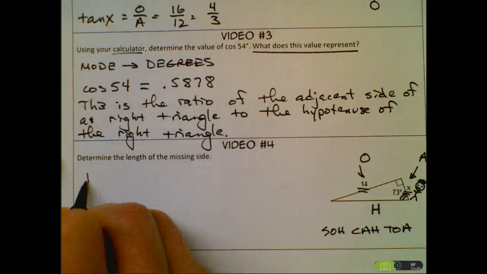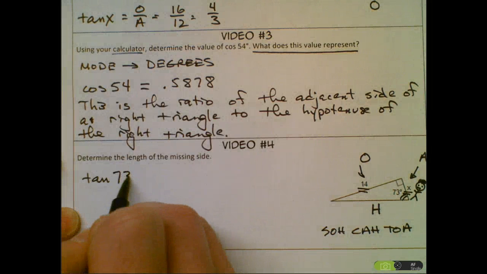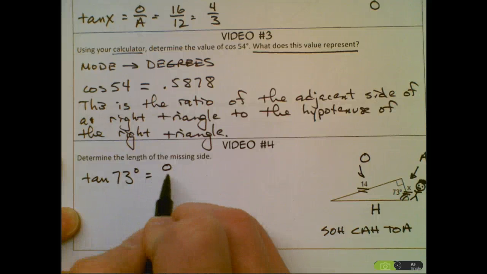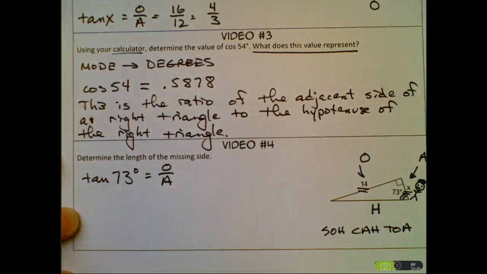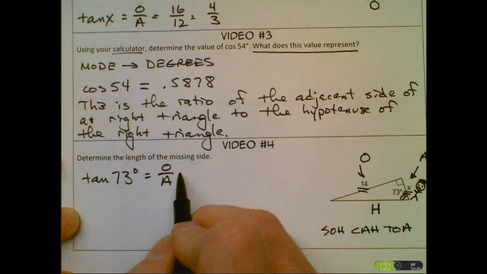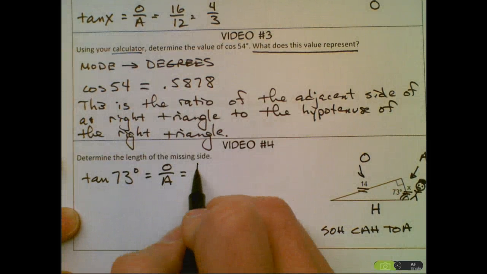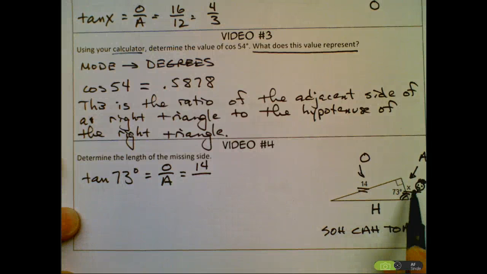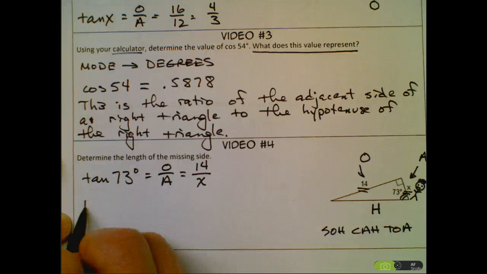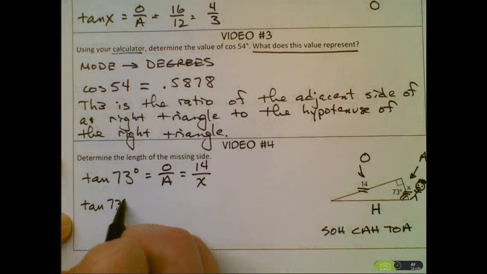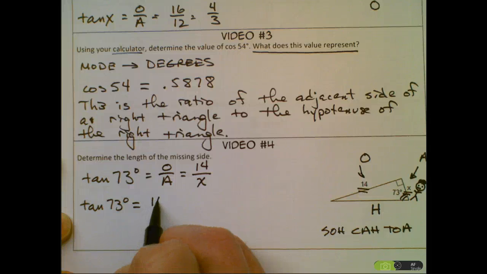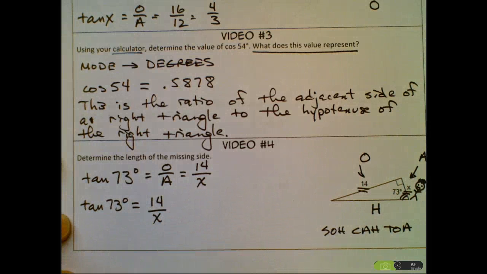So I know that the tangent of 73 is going to be the opposite side over the adjacent side. So the opposite side in our picture here is 14. Our adjacent side we don't know, that's going to be our x. So we get this little trig equation here. We have tan 73 degrees is equal to 14 over x. Alright, since I have a fraction on the right, I'm going to put a fraction on the left.